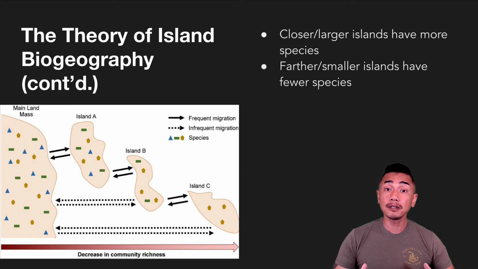The theory of island biogeography makes a number of predictions. First, it says that closer islands will have more species than farther islands. Islands that are closer to a mainland source of organisms will have more immigration to it than farther islands. The second prediction is that larger islands will have more species than smaller islands. Larger islands can provide more food and habitat and also more variety of food and habitat than smaller islands can.